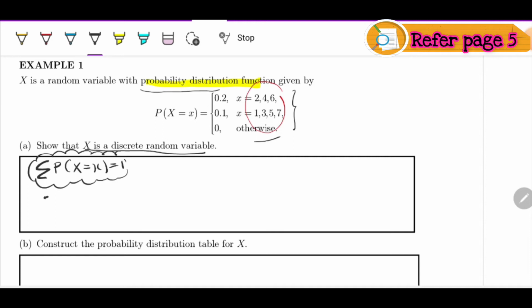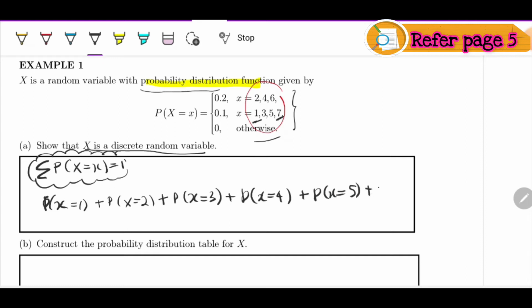So we start from X equals 1 until X equals 7. So P(X=1) plus P(X=2) plus P(X=3) plus P(X=4) plus P(X=5) plus P(X=6) plus P(X=7).